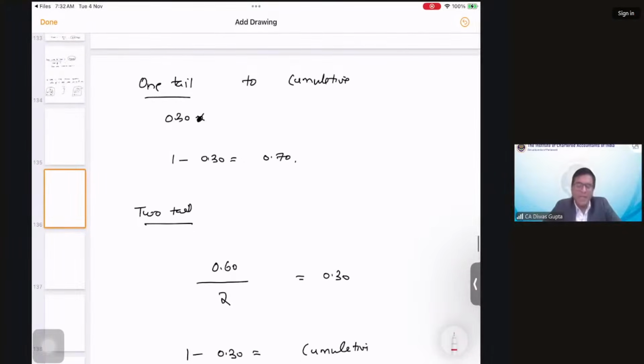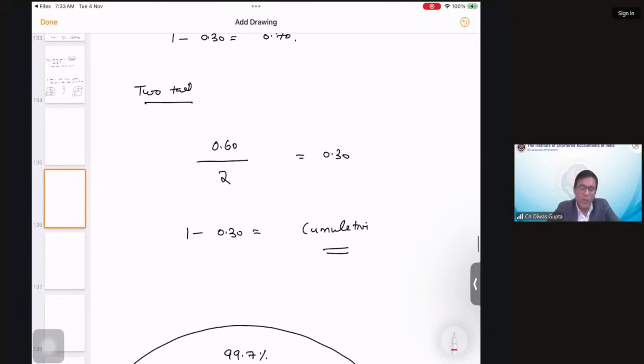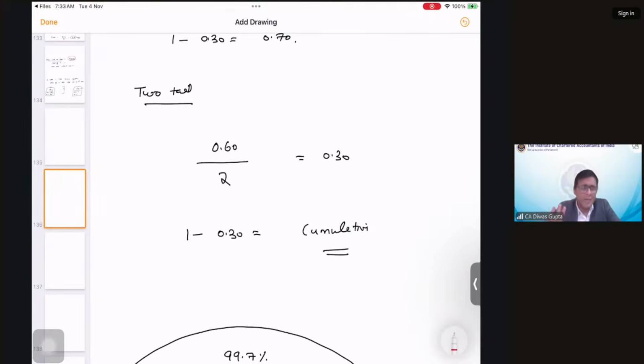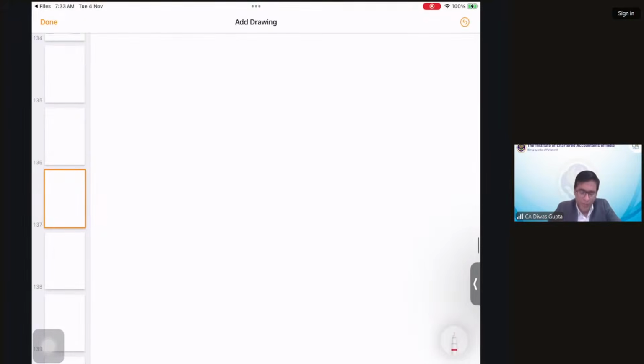Sometimes the question will tell you that it's a one tail. If you have to convert to cumulative, we will have to do 1 minus one tail. That will convert it to cumulative. Similarly, for two tail, first we'll have to divide by 2. It will arrive at a one tail. And from that, we'll have to go 1 minus one tail to arrive at the cumulative. So these are very easy things. I mean, in the question itself, we'll be able to see.